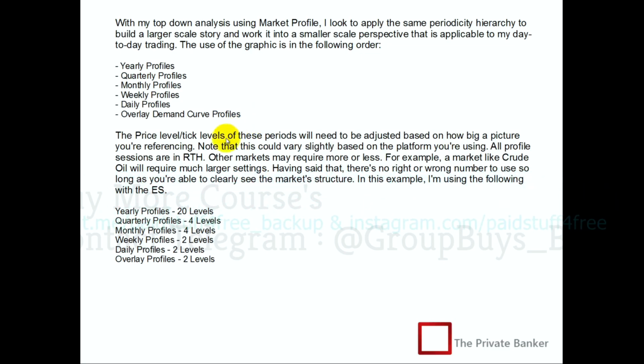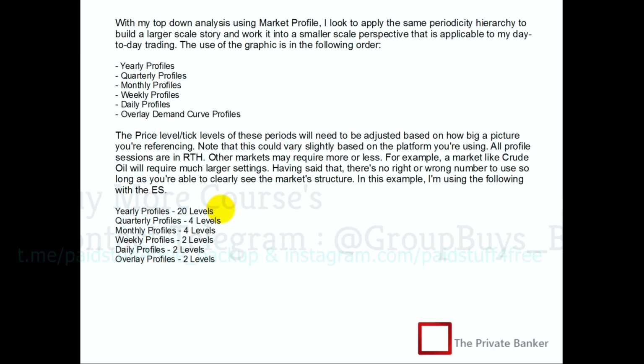Because we're looking at such large time frames, we need to adjust the price levels that we use in looking at these graphics. So for example, on the yearly profiles, these are huge levels. And this is for the ES, and of course these will change across different markets based on their ranges and whatnot. But for the ES, I think it could be platform specific as well. With Sierra Chart, which is the platform that I use, I prefer to use 20 price levels for the yearly profiles. Again, we aren't looking for small detail specific levels. These are more or less just bigger picture context is what we're looking for.